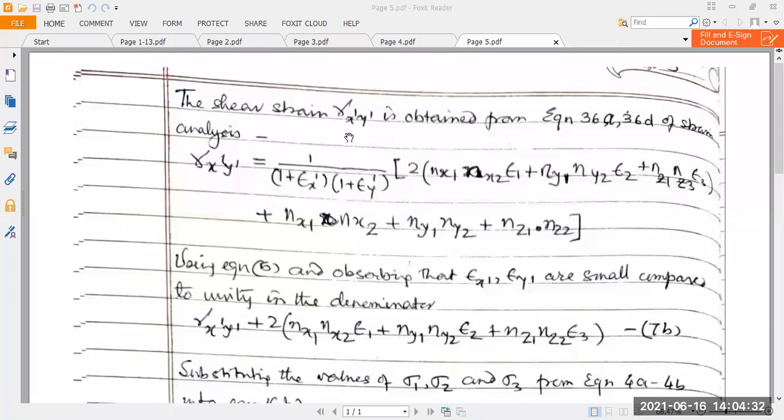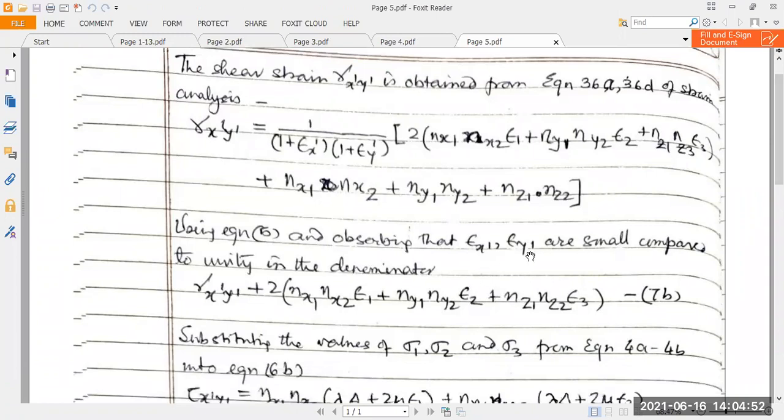The shear strain gamma x dash y dash is obtained from the strain analysis. This is given by this big equation, and this is equation 5. Observing that epsilon x dash and epsilon y dash are comparatively small and uniquely determined, gamma x dash y dash is 2 times nx1 nx2 epsilon 1, plus ny1 ny2 epsilon 2, plus nz1 nz2 epsilon 3.